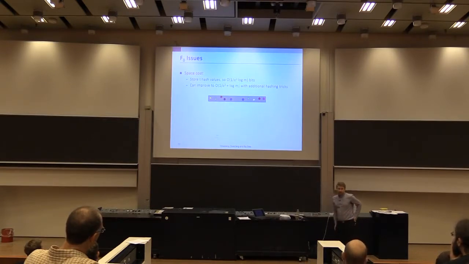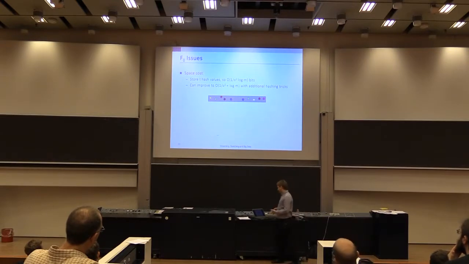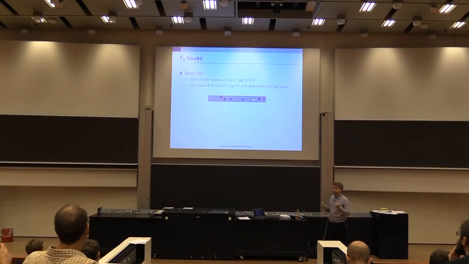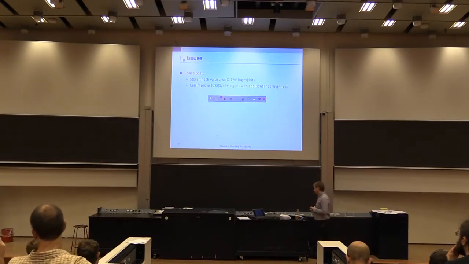And you may be unsatisfied with that. You may say, well, is that really the best we can do? Can we squeeze this lower? And the answer is yes, you can squeeze it a bit lower. So with some additional hashing tricks that I won't go into, you can get that down to 1 over epsilon squared plus logarithmic in m.